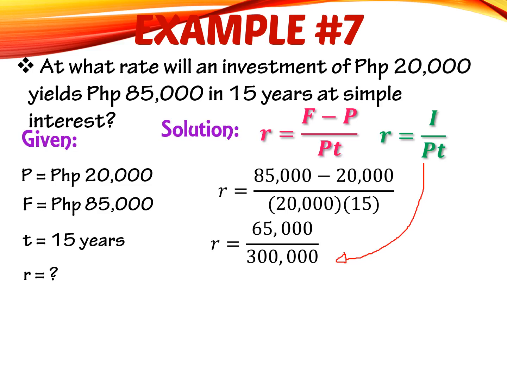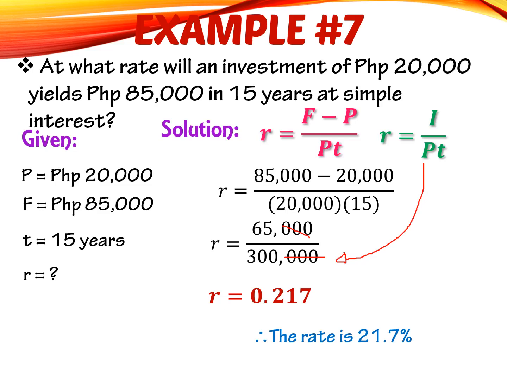Okay, and then you divide this one, we can cancel this one, and then you divide 65 by 300, that will give us 0.217 already. Or, the rate, you have to change it to percent this time. So, move the decimal point two places to the right to change it to percent. So, that will give you now 21.7%.